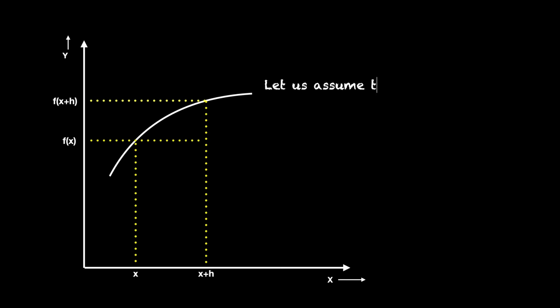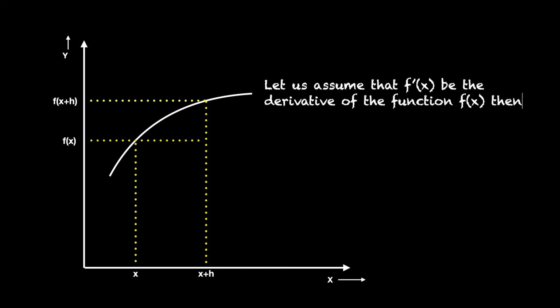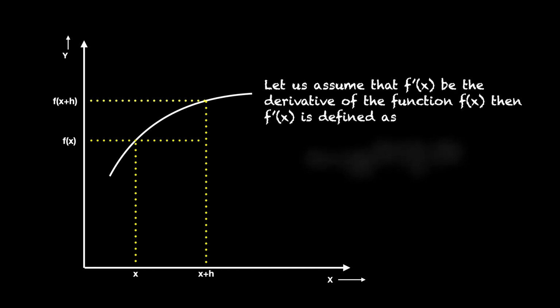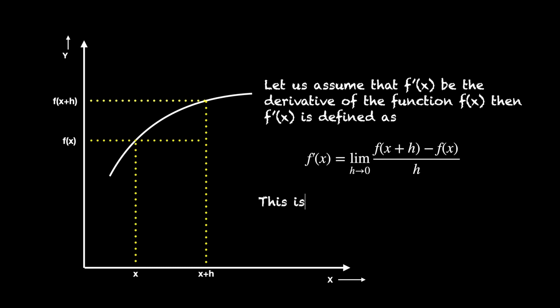Let us assume that f dash x is the derivative of the function f of x. So f dash x is defined as f dash x equals limit h approaches 0 of f of x plus h minus f of x, divided by h. This is also called the first principle, and this is also the definition of a derivative.